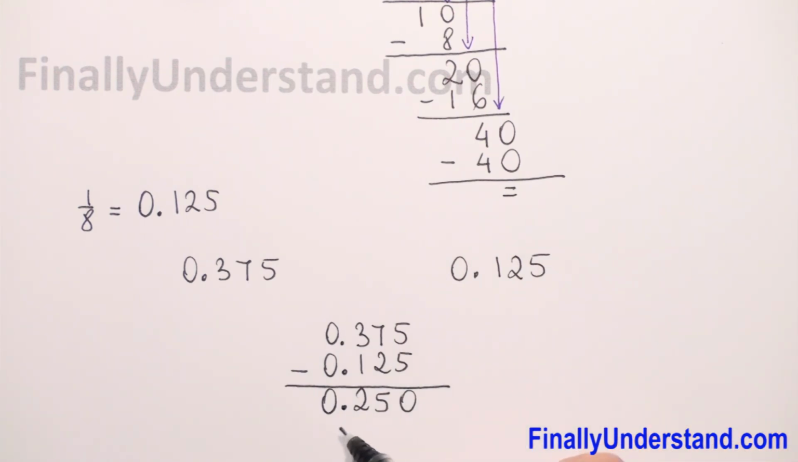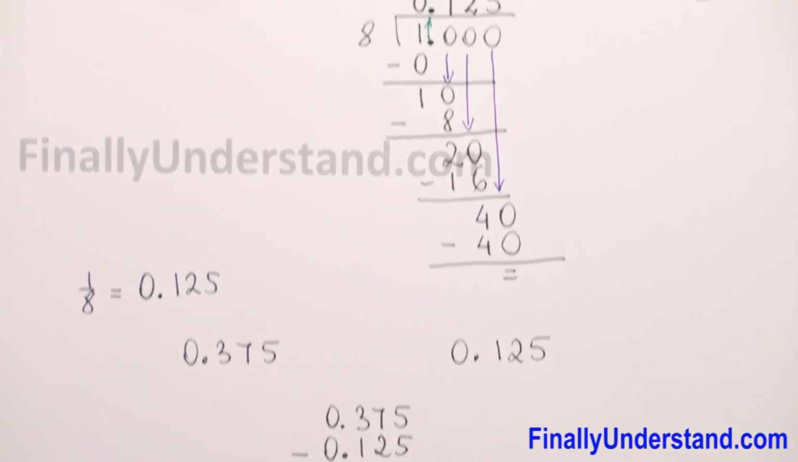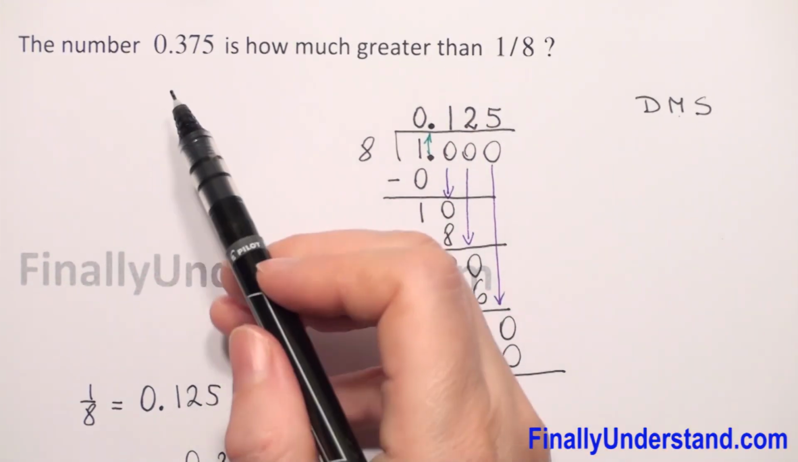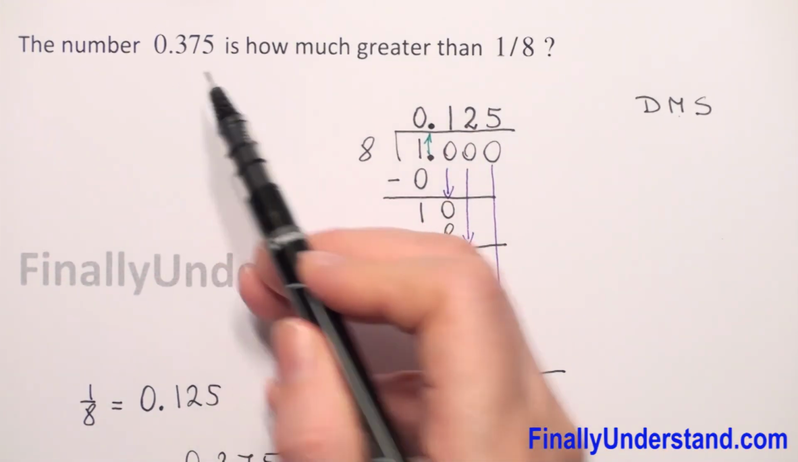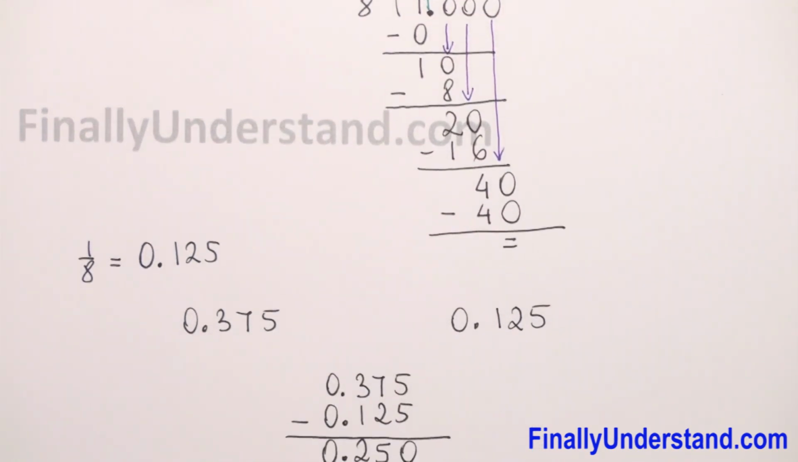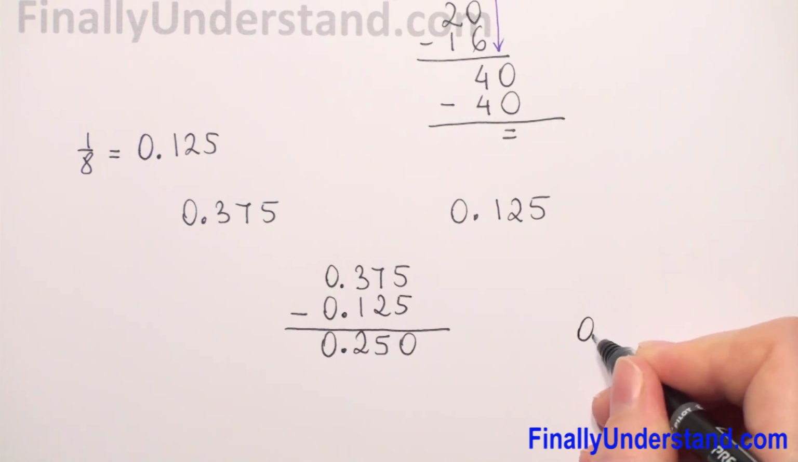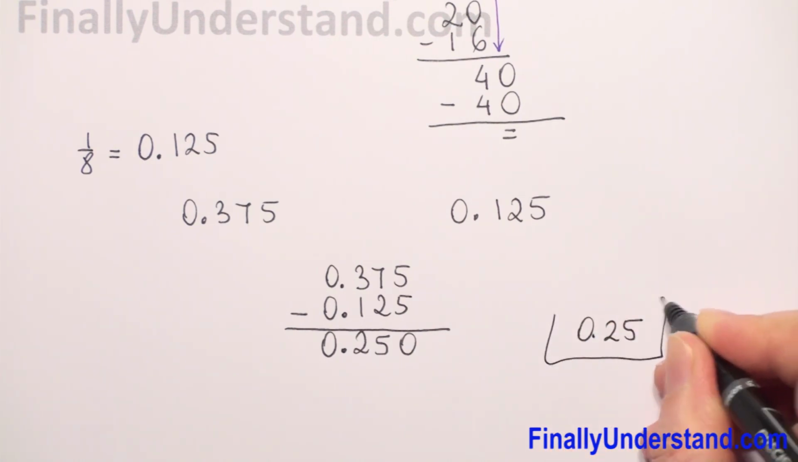So what did we get? 0.25. We don't have to write the last zero because it doesn't change the value of our number. So we found that the number 0.375 is 0.25 greater. This is my solution.